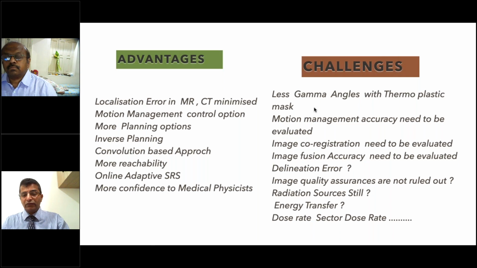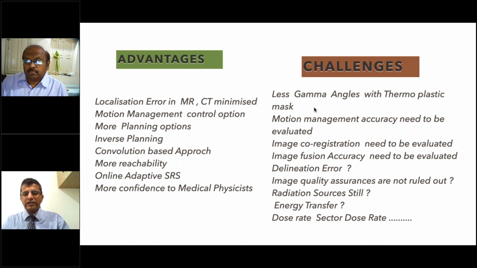Fewer gamma emitters with a thermoplastic mask. Motion management accuracy needs to be evaluated because there are different settings for each motion, HD motion, and different settings for the modes to be selected. Image co-registration needs to be evaluated. Image fusion accuracy needs to be evaluated. Delineation error needs to be addressed.